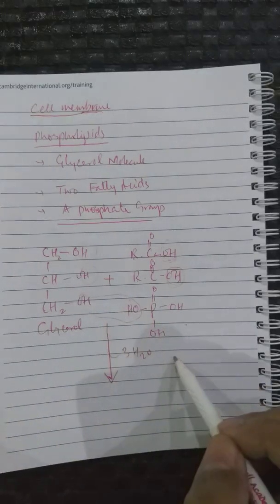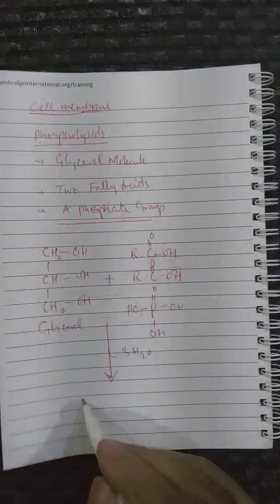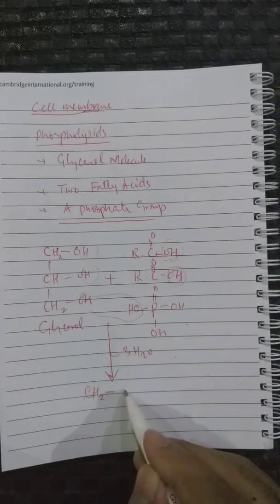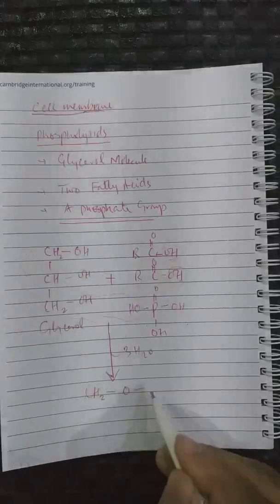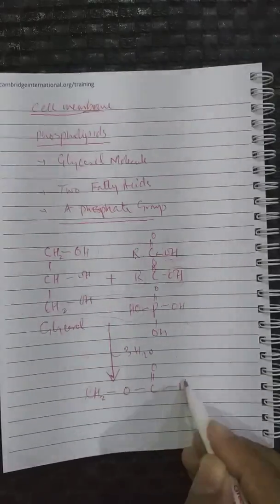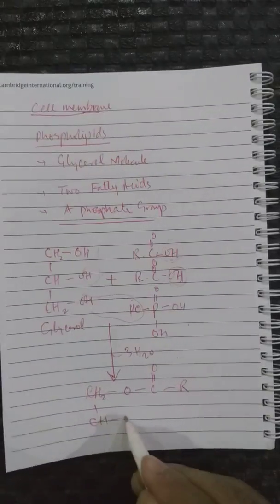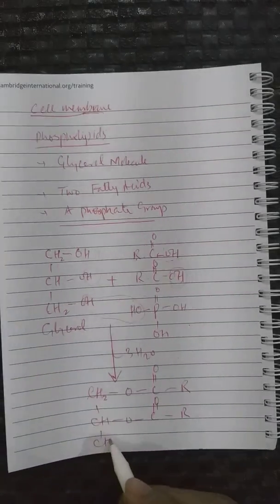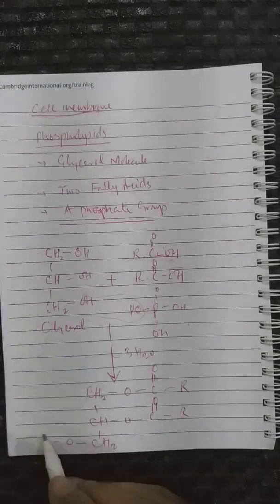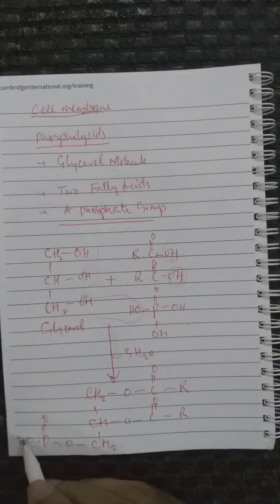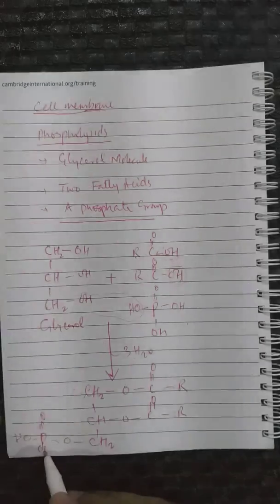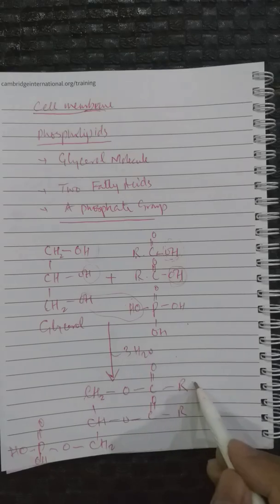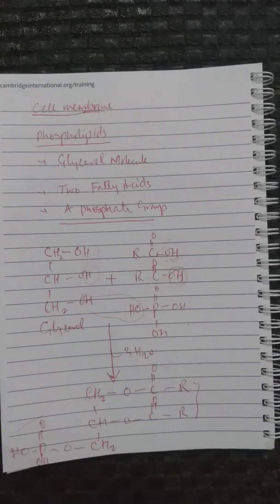So three water molecules are eliminated and the molecule formed will have CH2, O, C double bond O, and R, CH, O, C double bond O, and R, CH2 and O, P double bond O, and OH. And here this will have an OH as well. So a glycerol molecule here has two fatty acids attached here and a phosphate group attached here.